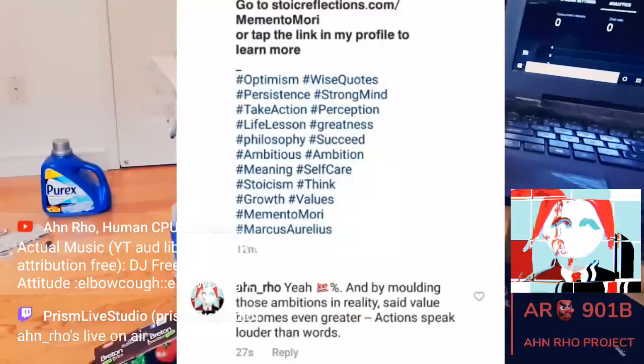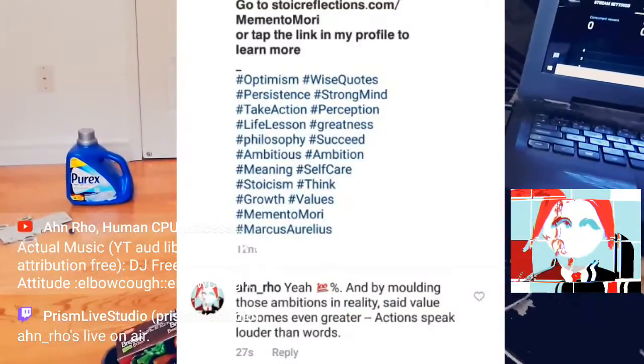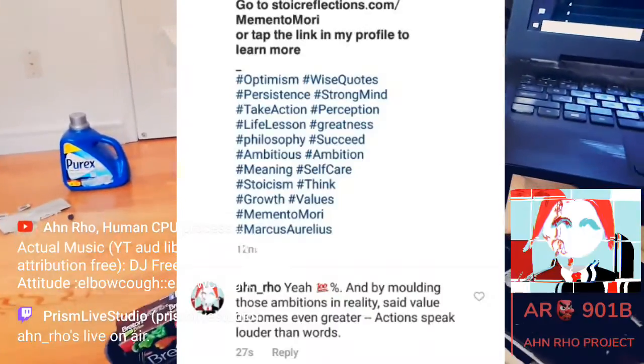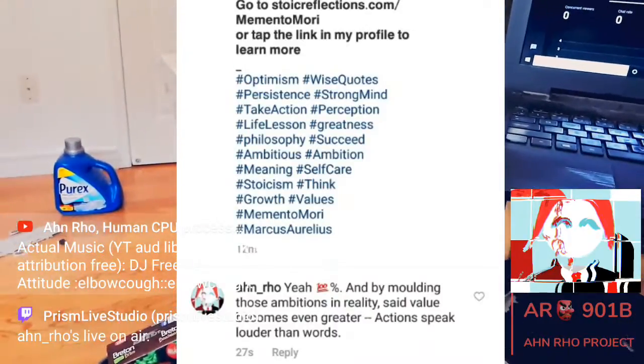Of course, Stoic Reflections asks something: do I agree, or are you ambitious? And I said, yeah, 100%. And by molding those ambitions into reality, values become greater, and actions speak louder than words.